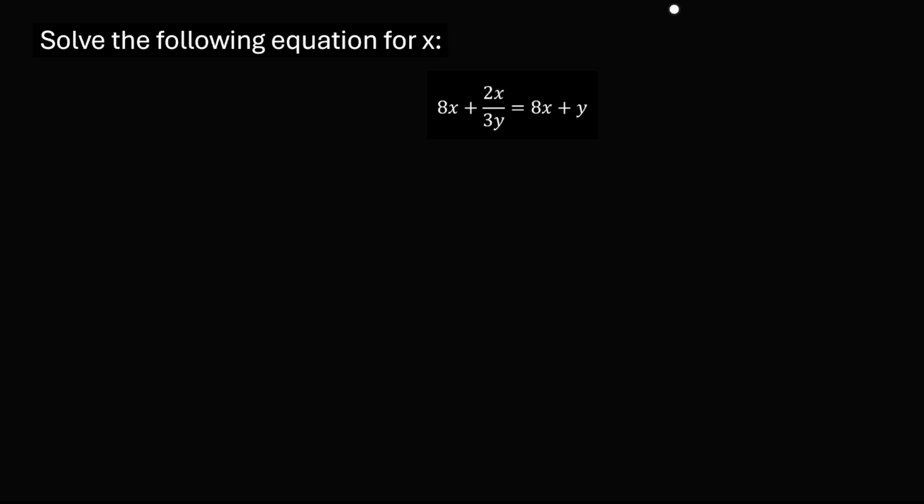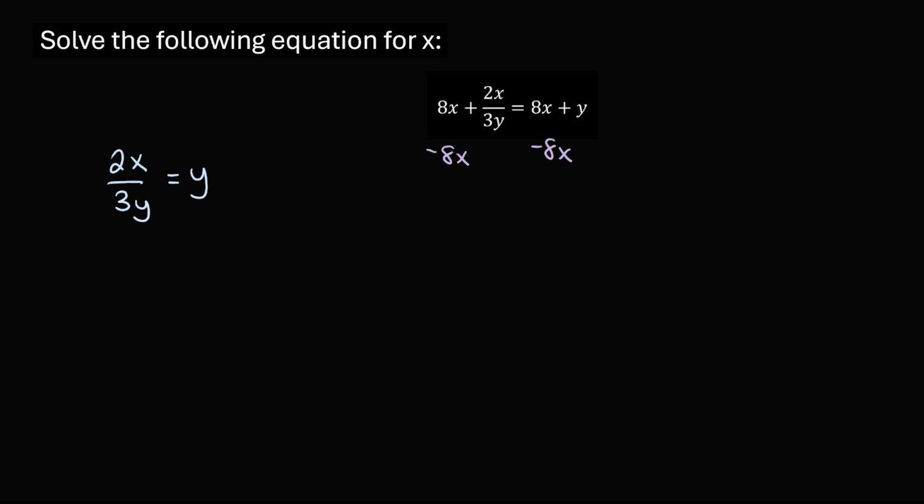Now let's look at this last bit of practice here. Let's solve the following equation for x, where we have 8x plus 2x divided by 3y is equal to 8x plus y. So we have a lot of x and y terms here. But the one thing I immediately notice is that we have an 8x term added to both sides. So let's subtract 8x on both sides, because I usually start with addition and subtraction first. If we subtract 8x on both sides, they cancel out. So we get 2x divided by 3y is equal to y.